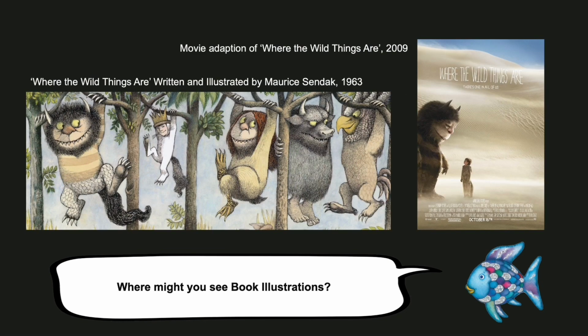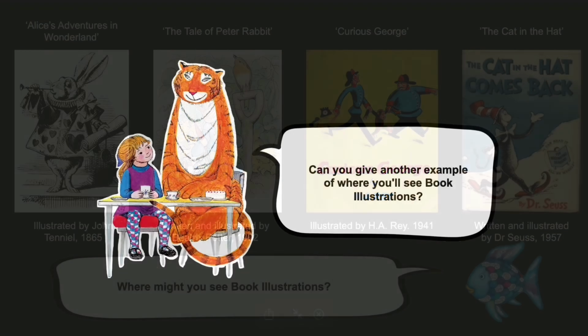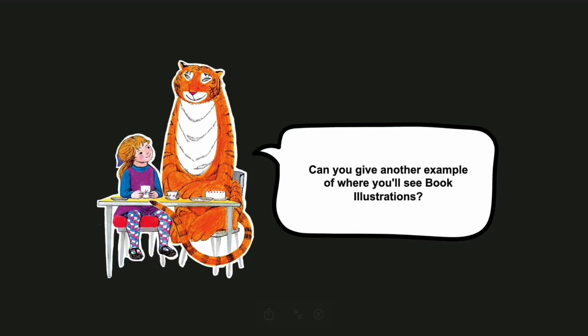In 1963, Sendak illustrated Where the Wild Things Are, which is still popular today and was adapted into a movie in 2009. The children's picture book really blossomed in the late 19th and early 20th century. Some notable examples from this period are Alice's Adventures in Wonderland, The Tale of Peter Rabbit, Curious George, and The Cat in the Hat. Can you give another example of where you'll see book illustrations?